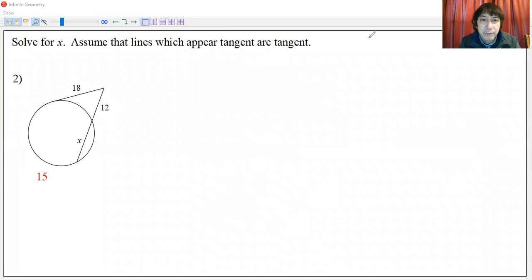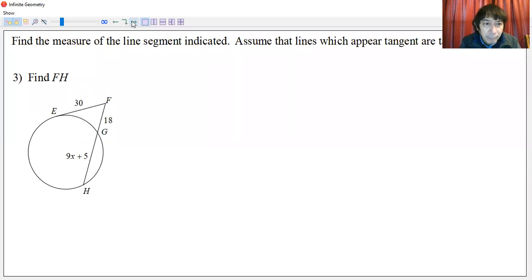All right, let's continue with number 3. Let me clear the screen and proceed to the third number. We have the same diagram. Again, we have a tangent over here colored red, and then we have the secant FH over here, colored blue. We're asked to find the length of the blue segment. Find FH.